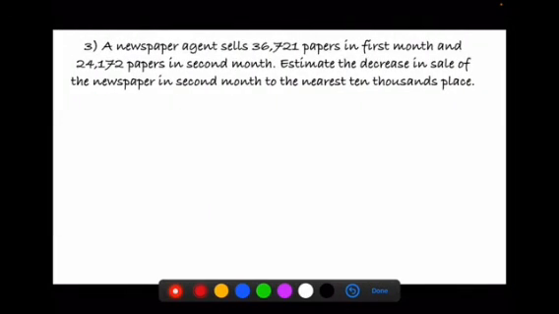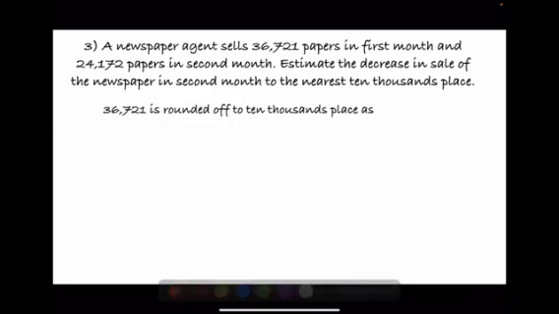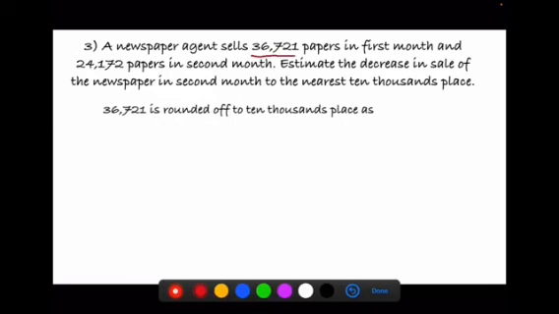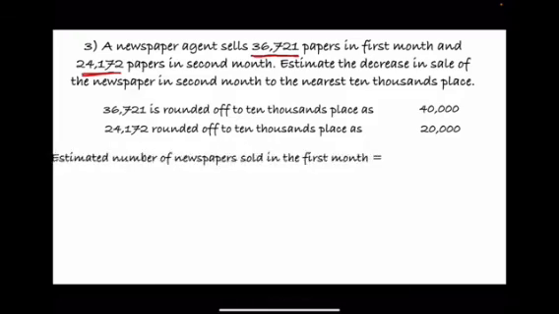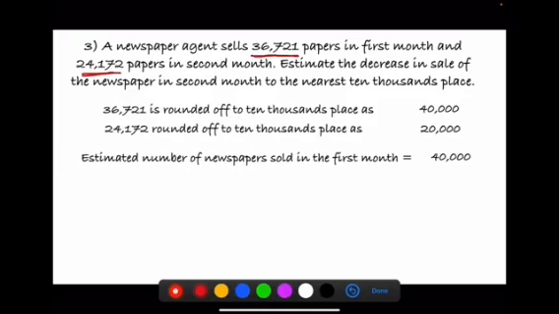Now for the next problem, a newspaper agent sells 36,721 papers in the first month and 24,172 papers in the second month. Estimate the decrease in sale of the newspaper in the second month to the nearest 10,000s place. So for the digits to be rounded off, 36,721 can be rounded off to the 10,000s place as 40,000, and the next number would be 24,172, which could be rounded off to 20,000.